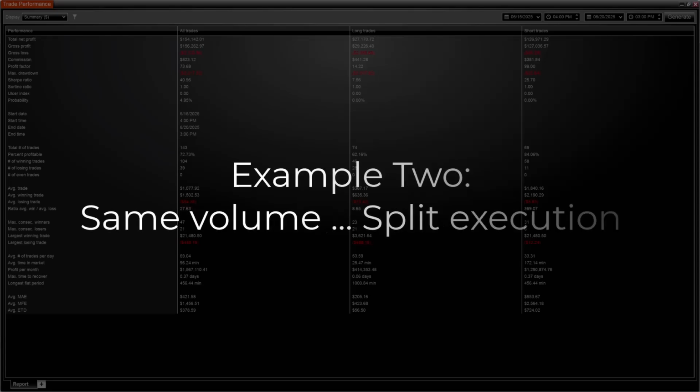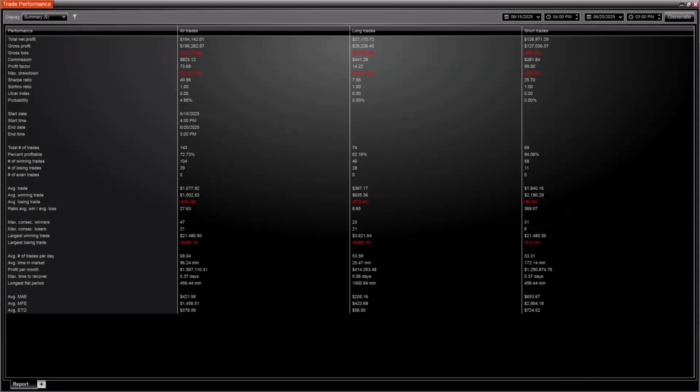Example 2, same volume, split execution. Now let's say I still trade 30 contracts, but my 30 contracts are filled in 3 separate orders of 10 contracts each. Then exit those contracts in separate stages. NinjaTrader now says that's 3 trades. But in reality, it was the same overall trade idea. You had one entry plan, one exit plan. It just filled and closed in pieces. This is where things get misleading.